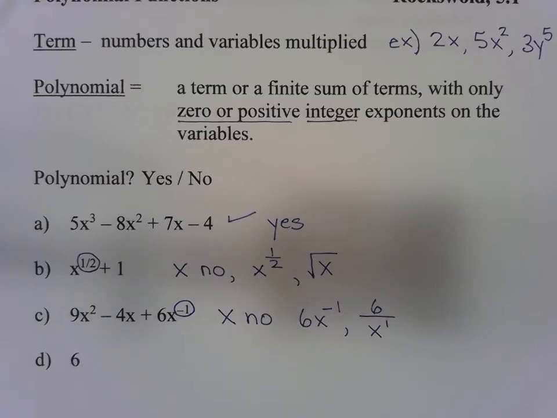Okay, what about the last one, 6? This is always a tricky one. 6 is actually okay. It's a yes. We said it could be a single term, and so 6 is one term. If it bothers you that there's no variable, you could think of this as 6x to the 0. Anything raised to the 0 power is 1, so this doesn't really change anything. So it's a yes.